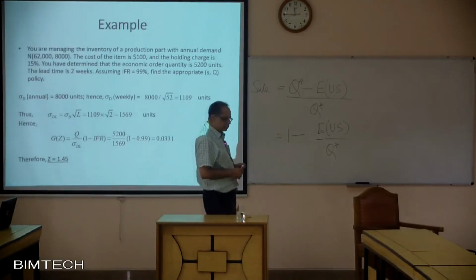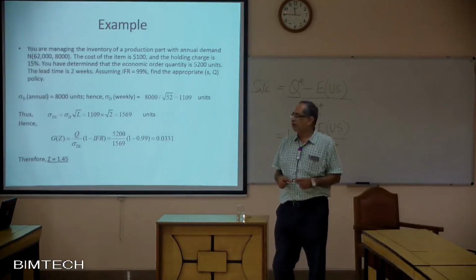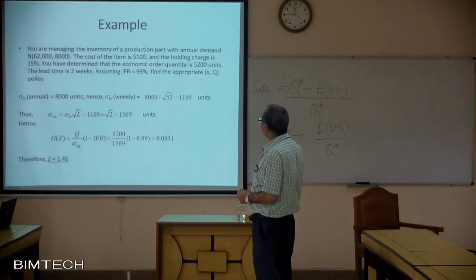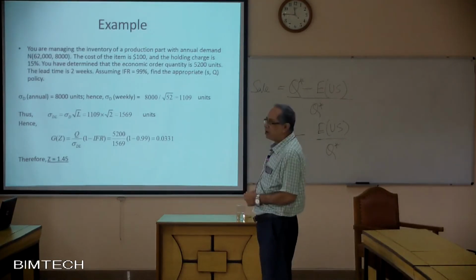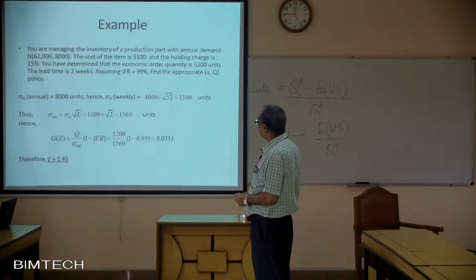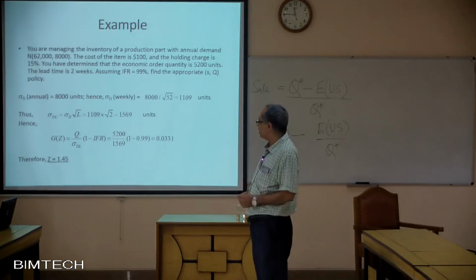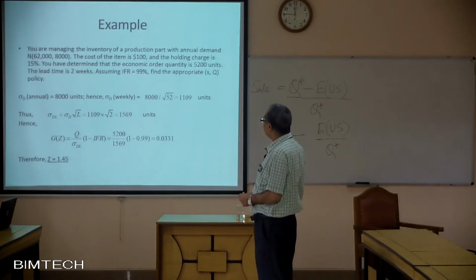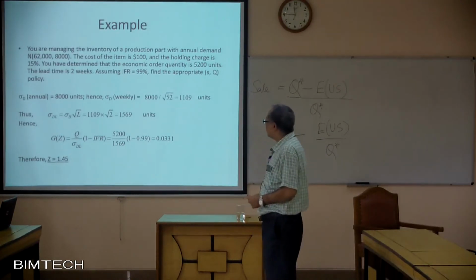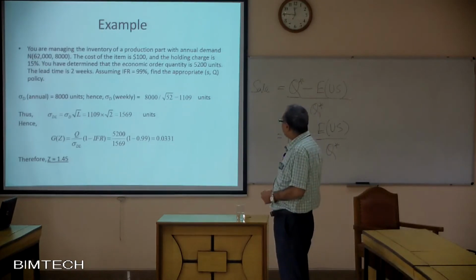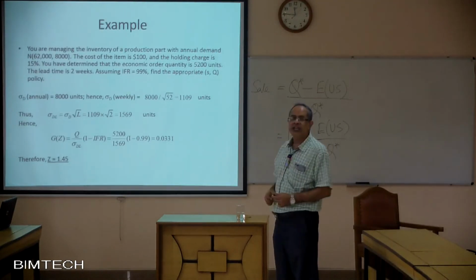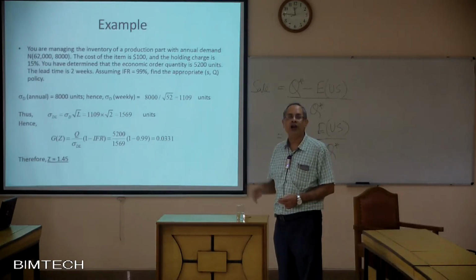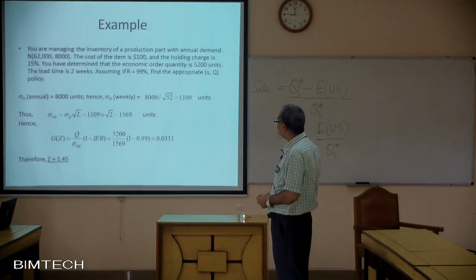So I have a problem statement given on the screen. Let me read it out. You are managing the inventory of a production part with annual demand normally distributed with a mean of 62,000 and a standard deviation of 8,000. The cost of the item is $100 and the holding charge is 15%. Let's understand that this is the annual holding charge of 15%.